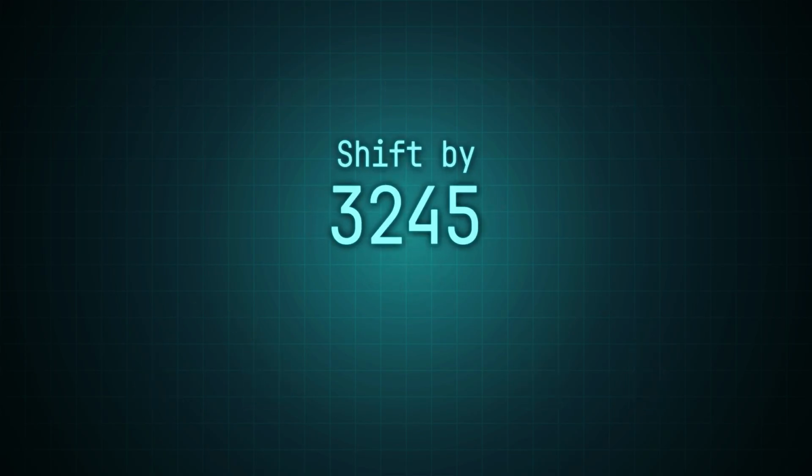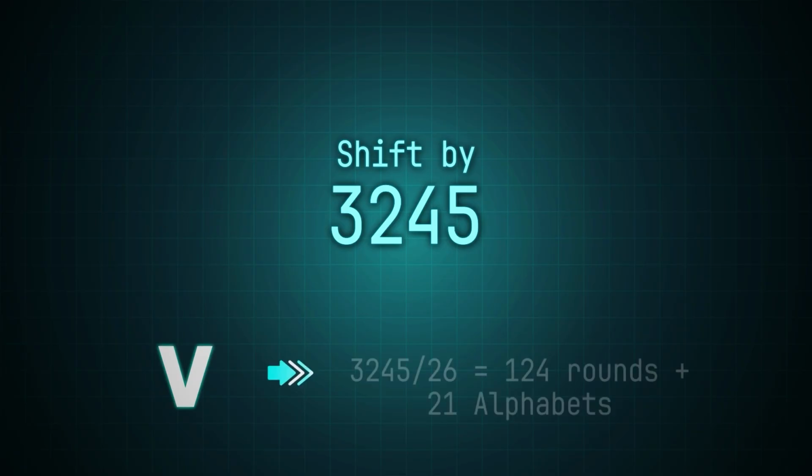Similarly, if we use a large shift number like 3245, the letter A will change to the alphabet that comes 3245 letters after it. Do not get confused by this large number. The shifting will take place as normal. That is, after 26 characters, the counting will start again from A and vice versa.